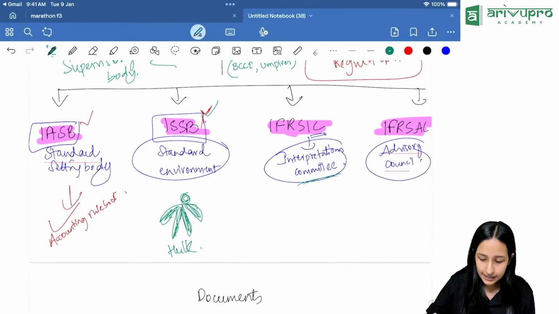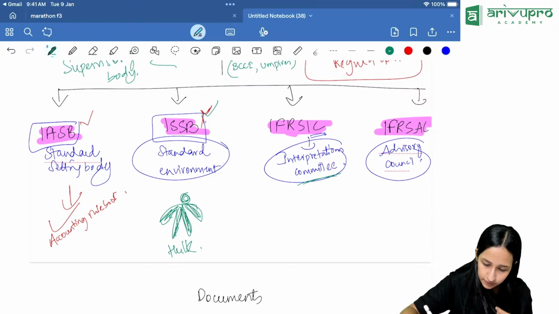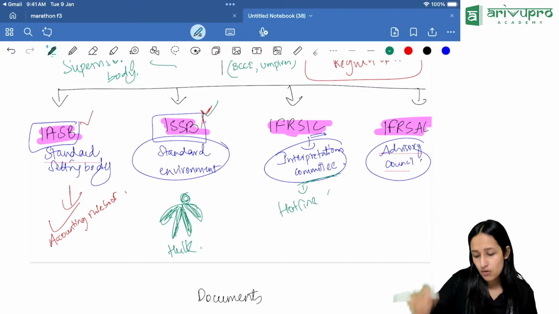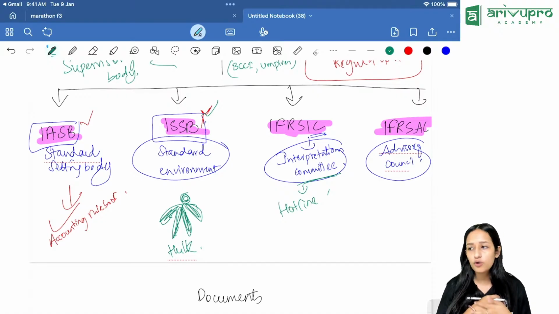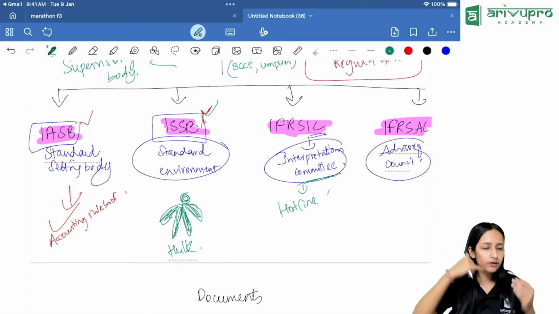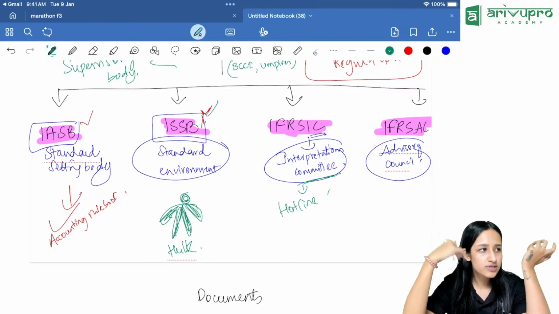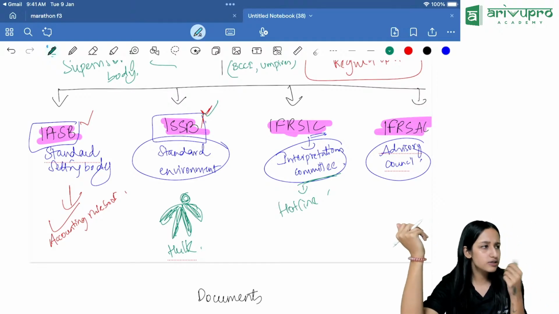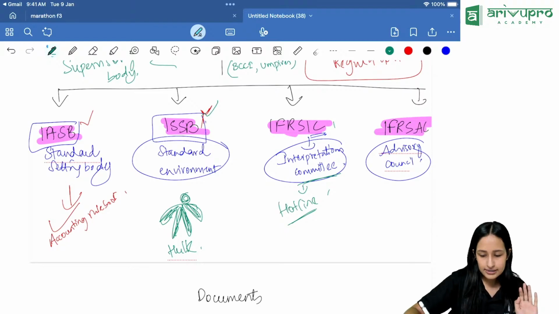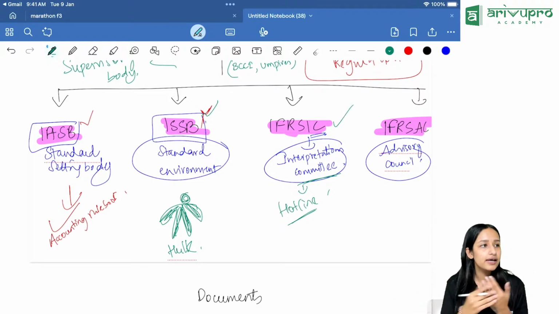Next, IFRS IC, Interpretations Committee. This is like a hotline. You purchase something from Amazon, right? You do not know how to use it. Then you call the customer care and say, I bought this, but how do I use it? I just bought it because I had too much money. Now I do not know how to use it. Can you help me? Something like that you'll do, and there's always somebody to help you. That is like the hotline. This is the Interpretations Committee. For example, there's a standard and you don't know how to use the standard. Who do you run and go to? The Interpretations Committee. These people will simplify the standard for you and help you understand how you apply this in your particular scenario.